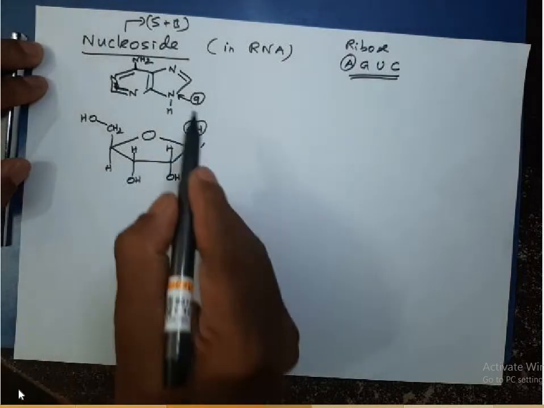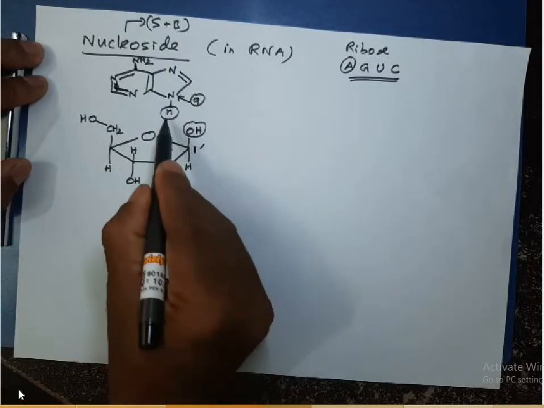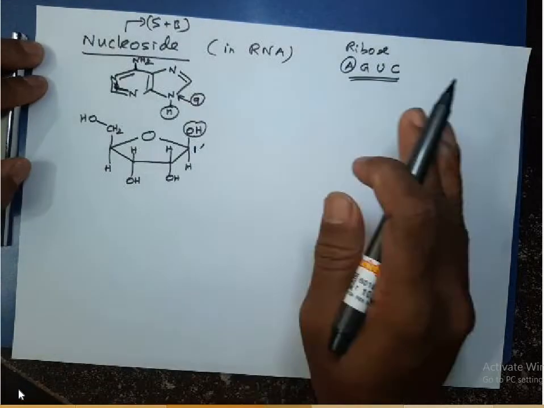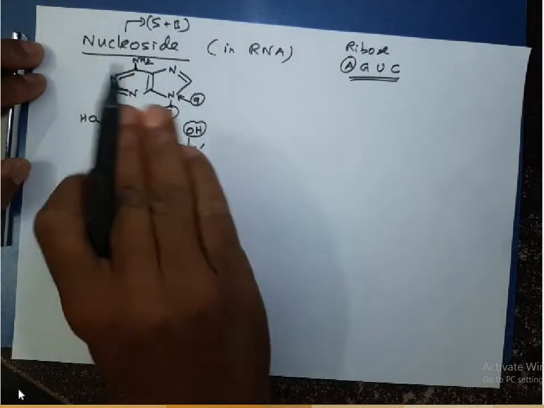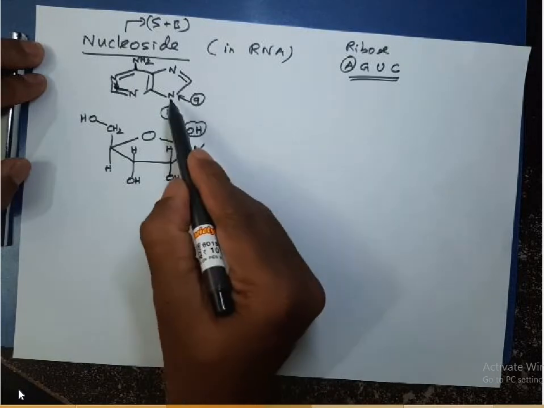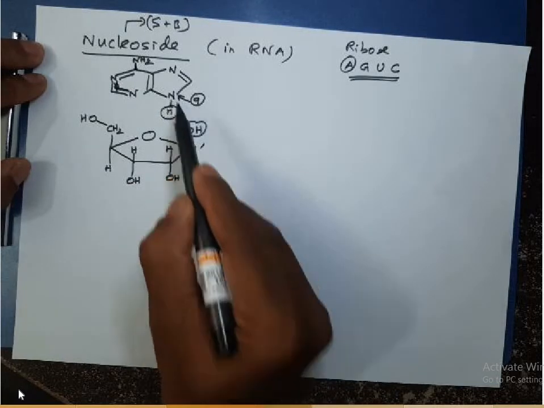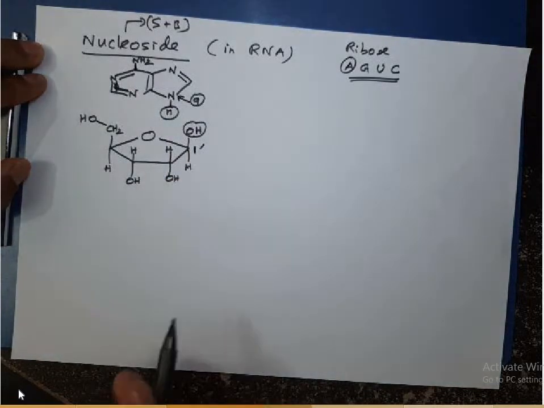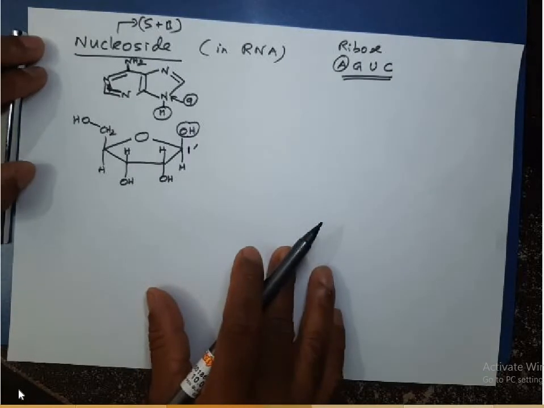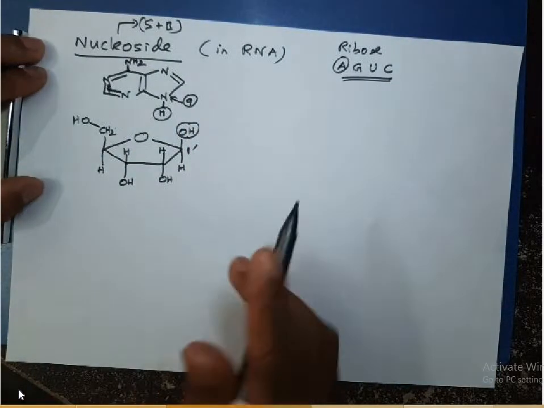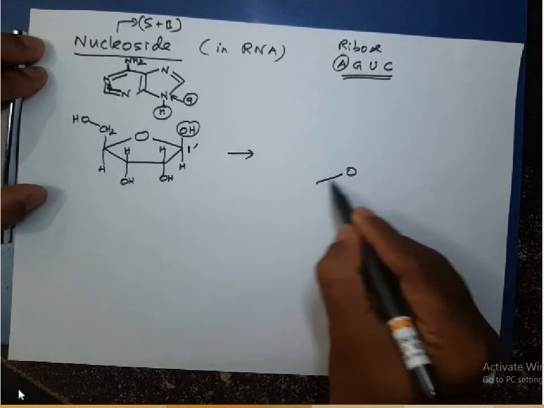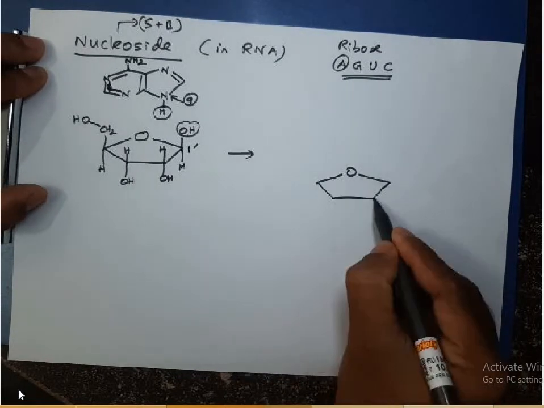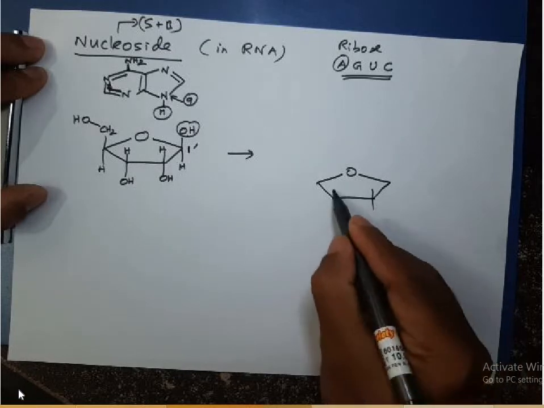Now listen, this hydrogen and this OH group, they react and eliminate a water molecule. So H and OH will be removed and you will get a new bond between this nitrogen and this carbon, and that unit is what we call a nucleoside. Let me draw that. See how the structure will look. Students, observe carefully.